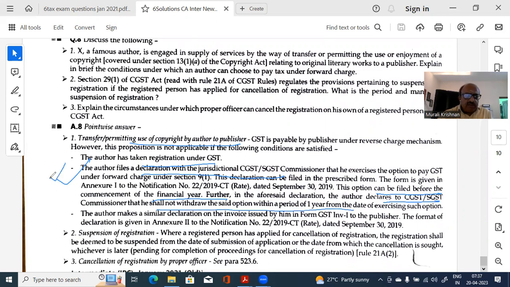So once it is taken for a year, it will continue. The author makes a similar declaration on the invoice that he is issuing to the publisher, that he has opted for forward charge. Then he can go for forward charge. That's the basic idea behind it. Let's look at the next part.